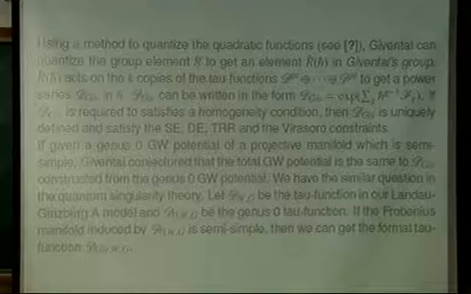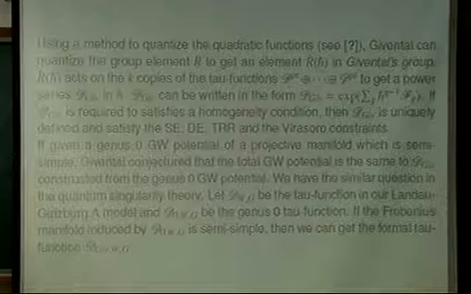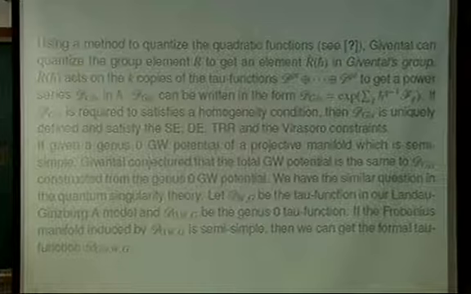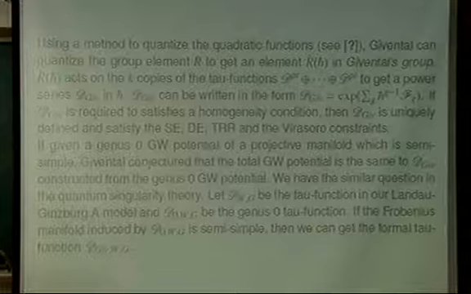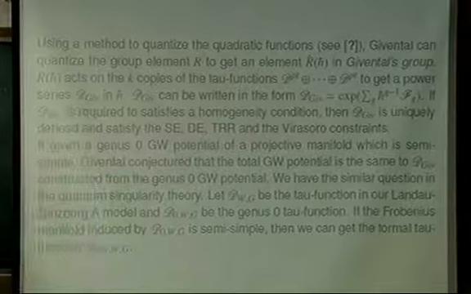Given a genus 0 GW potential of a projective manifold which is semi-simple, Givental conjectured that the total GW potential is the same as the Givental total potential function. So this potential function is totally determined by the genus 0 part, constructed in the formal way.